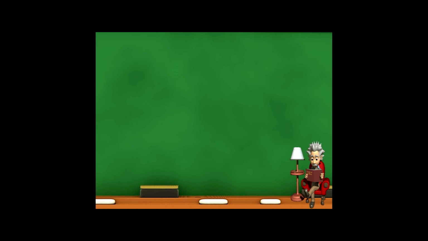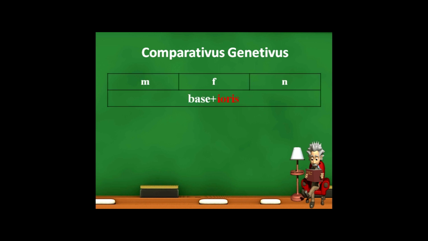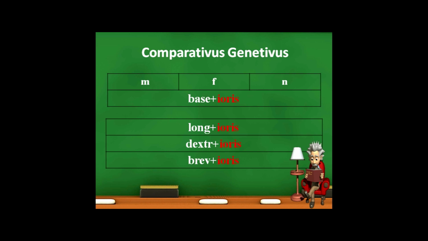Comparativus genitivus, comparative degree in genitive case. For constructing comparativus genitivus form of adjectives, we use the structure base plus suffix ioris for all genders. For example, longioris, dextrioris, brevioris.